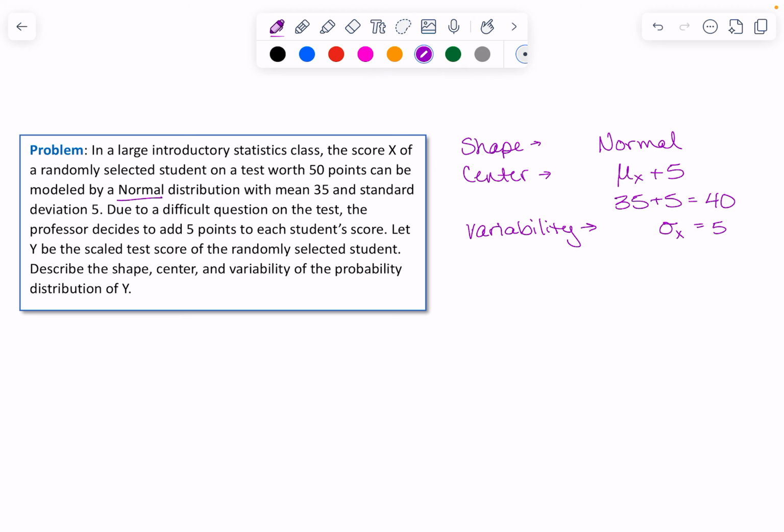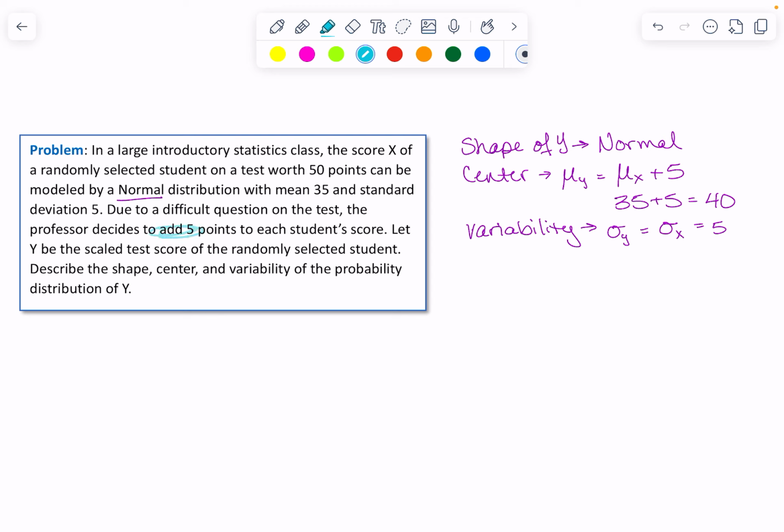All right, so the shape of y, because this new thing is called y, is normal. The center, meaning the mean of y, is the old mean plus 5. And the standard deviation of y is the old standard deviation, because, again, standard deviation is not affected by addition or subtraction. So, one more time.